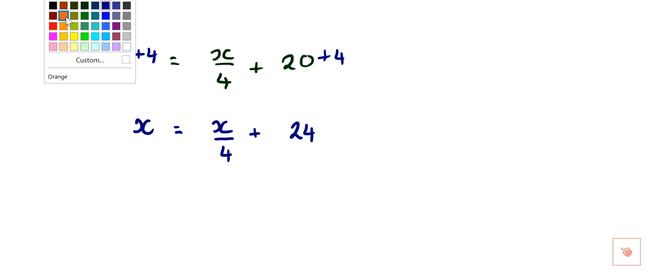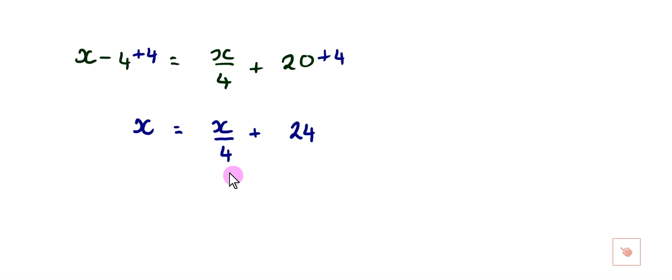Multiply the x over 4. Right, so we're multiplying by 4 because we've only got a quarter of x there and we want whole x's. So if I multiply this by 4, remember you don't multiply individual parts by 4. What you actually do is you multiply the entire side by 4.